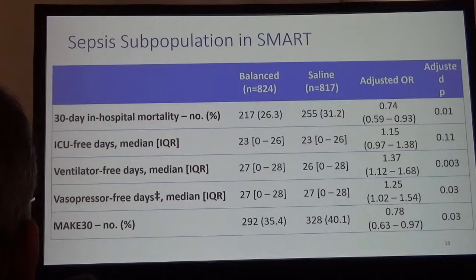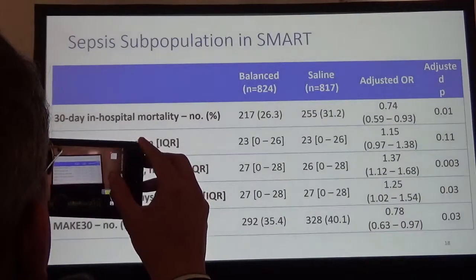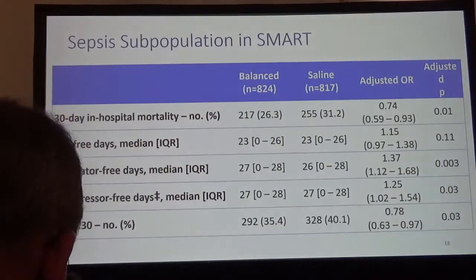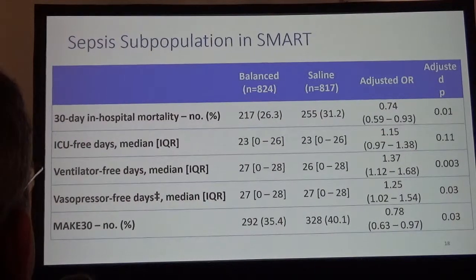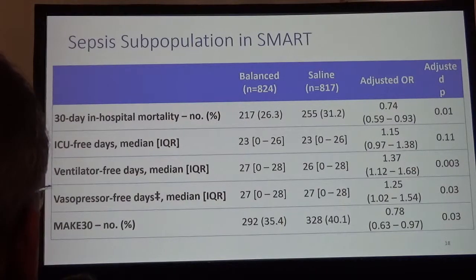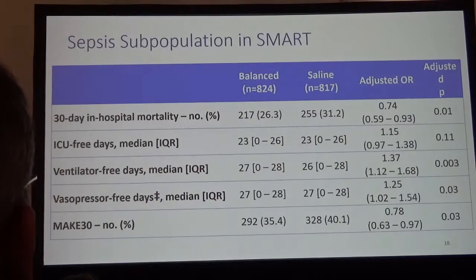And these are new data. This is what we've found. This is an absolute mortality difference in the septic shock subgroup of our SMART trial, showing about a 5% absolute difference in 30-day inpatient mortality favoring balanced crystalloids. And you can see the other outcomes here generally in the same direction.